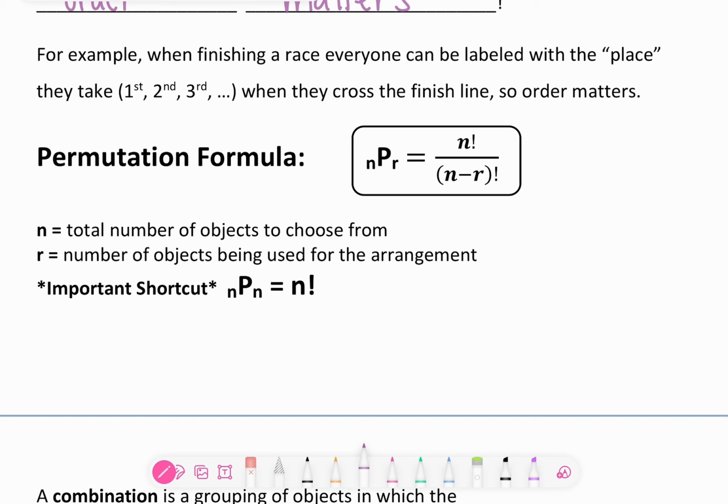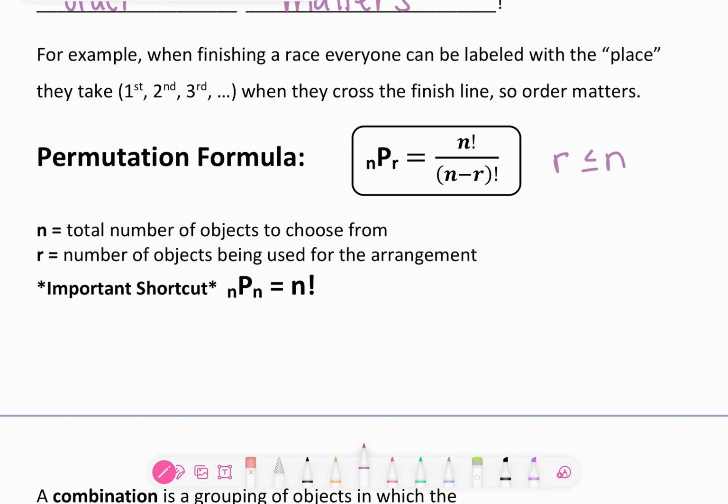r is the number of objects that's being used for that arrangement. Okay, so r is basically the ones that we're actually choosing for that arrangement. Now, we can choose all the objects for the arrangement. Many times we don't, but we could. So it's possible that r and n are the same value, but oftentimes r is smaller than n. So just keep in mind that r has to be less than or equal to n. It can't be greater because r is the number of objects we're using for that arrangement, so it can't be more than the objects we have available to use.